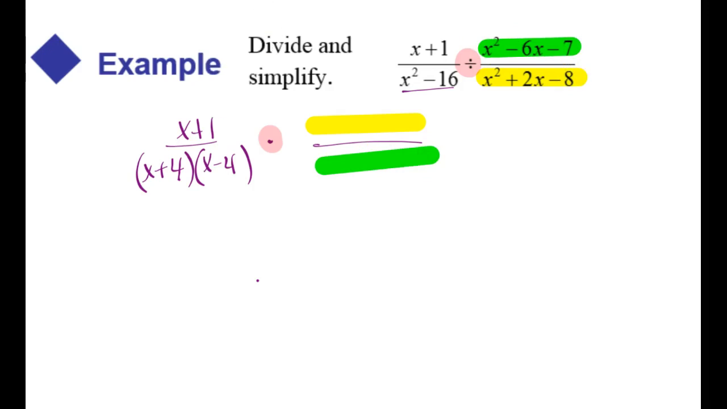So let's talk about it. Factors of 8 that differ by 2 are 4 and 2. Signs are different. The larger term is positive, so x plus, x minus. And then I'm going to factor the green and put it in the denominator. So factors of 7 that differ by 6 are 7 and 1. Signs are different. The larger term is negative, so x minus and x plus.